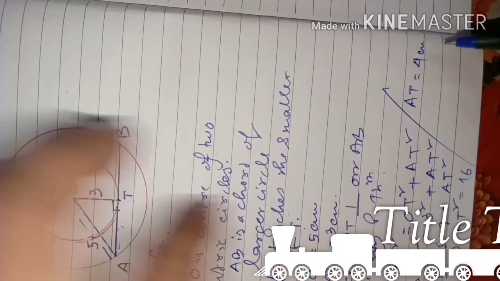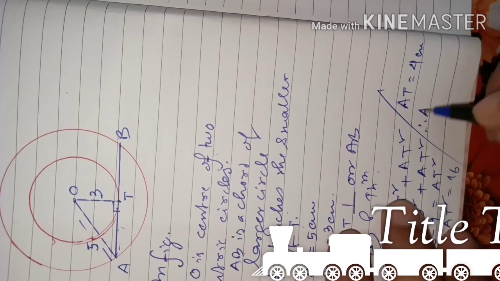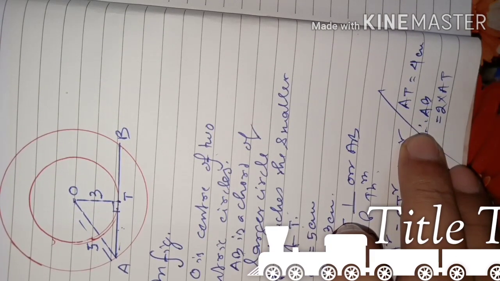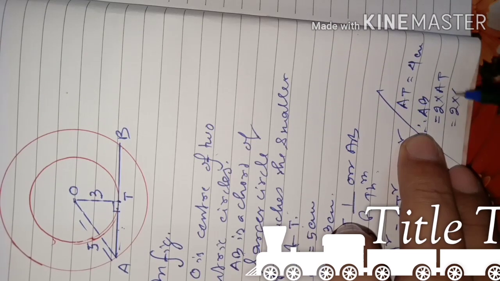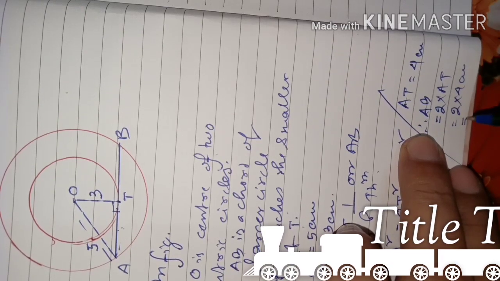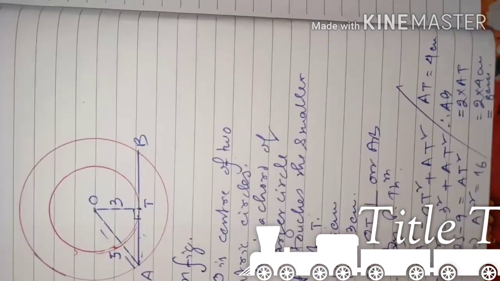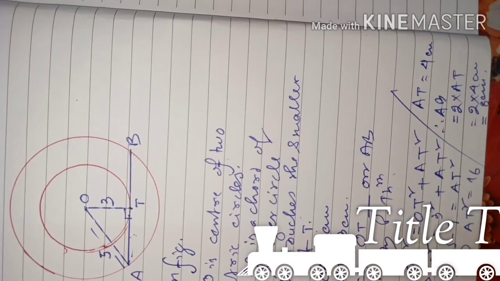AT is found, therefore AB is equal to twice AT, that is 2 into 4, which is equal to 8 cm. This is our answer. Okay, students.